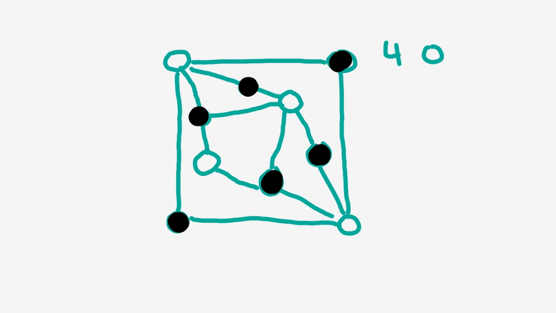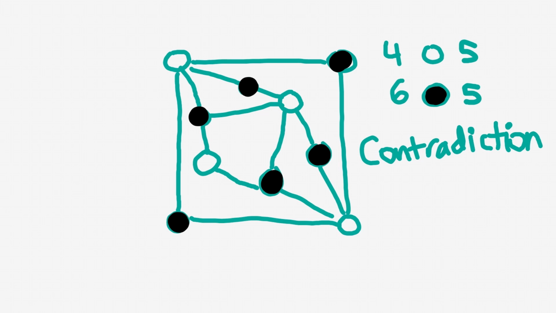There are 4 white vertices and 6 black vertices, but our path, which is of length 10, must cover 5 white vertices and 5 black vertices. Thus, no such path exists.